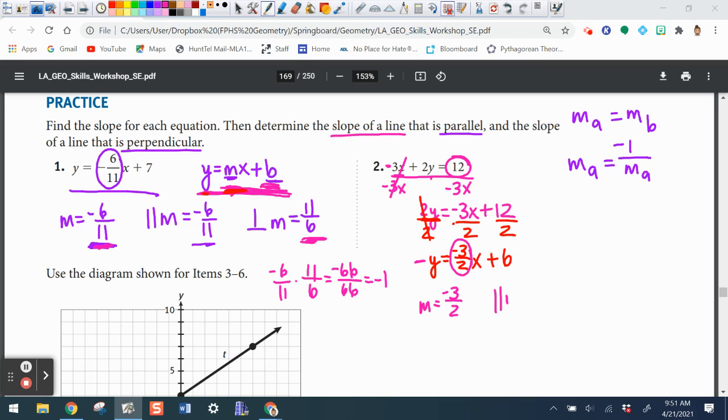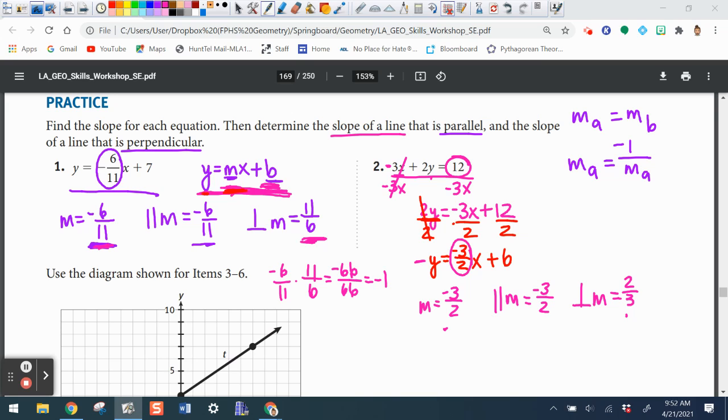The parallel slope will be equal to our original slope because parallel lines on the coordinate plane have the same slope. And our perpendicular slope will be the opposite reciprocal. So our original slope was negative, so our perpendicular slope will be positive. Our original slope was 3 over 2, so our perpendicular slope will be 2 over 3.